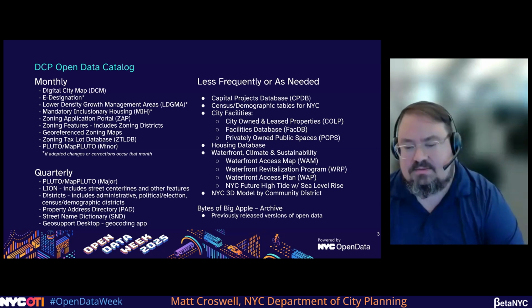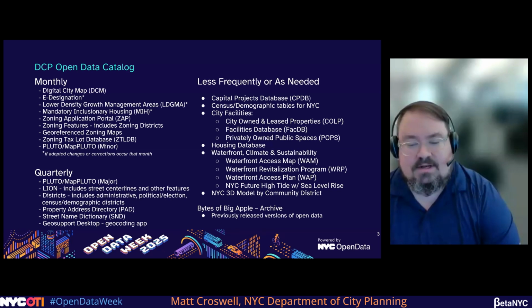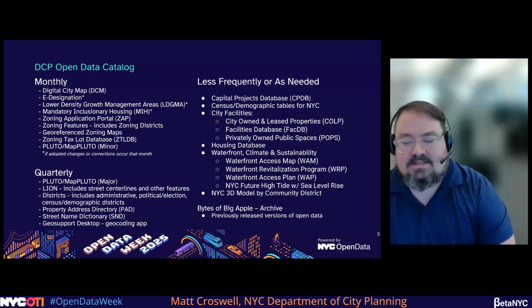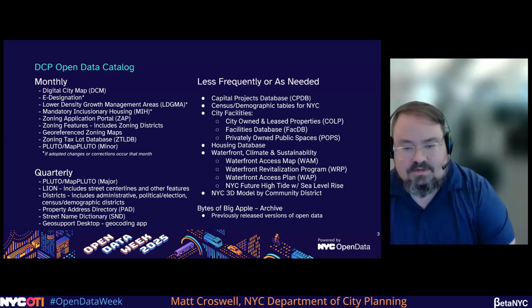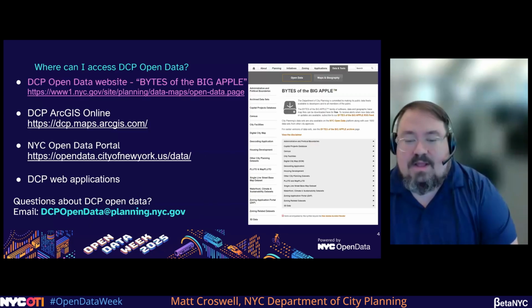Some other quarterly datasets we have are LION, which is our street centerline data, and districts, so all admin, political, census boundaries citywide. We have less frequent and as-needed datasets: capital projects database, census and demographic info for New York City, city facilities like the facilities database or city owned and leased properties, housing database, waterfront and climate sustainability datasets, and many more. All of this data is on our website, and it's also archived there as well. So there are many options for you to access DCP's open data.